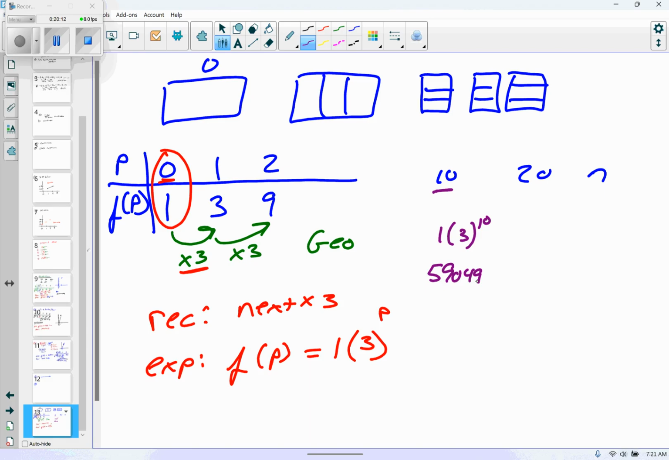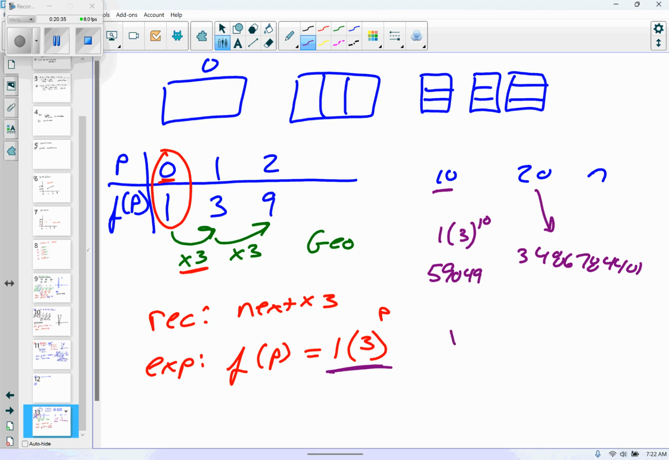If you did it 20, you get 3 raised to the 20th power. Holy cow, that's a lot. 3 to the 20th power is 3,486,784,401. That's a lot of cuts. Okay, so in n cuts, here's our n cuts basically. Just change the p to an n. So we have the equation.